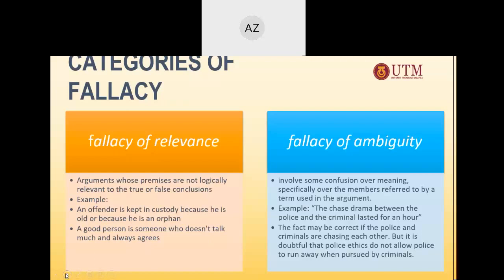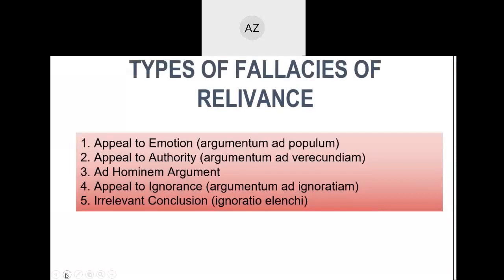Next, in the next slide, I will further explain about fallacy of relevance. These are the types of fallacy of relevance. The first point is appeal to emotion, or in other words, argumentum ad populum. So what is this type talking about? In a more general fashion, the appeal to emotion relies upon emotively charged language to arouse strong feelings that may lead an audience to accept its conclusion.